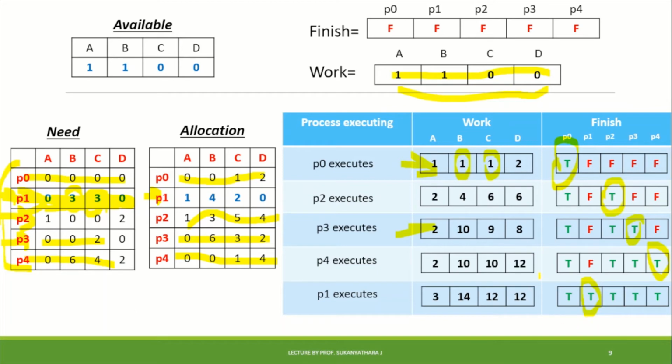Now look at the finish vector. We have all the values true. What does it mean? Yes, it means that the new state is safe and all the processes have completed execution in an order. Any order, no problem. So the order here is P0, P2, P3, P4 and P1. That is the safe sequence.